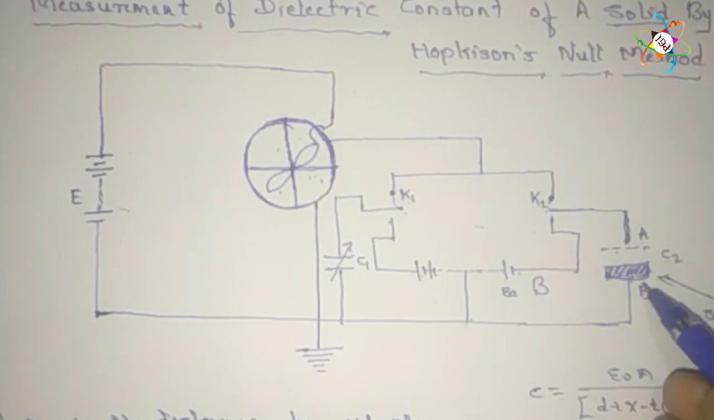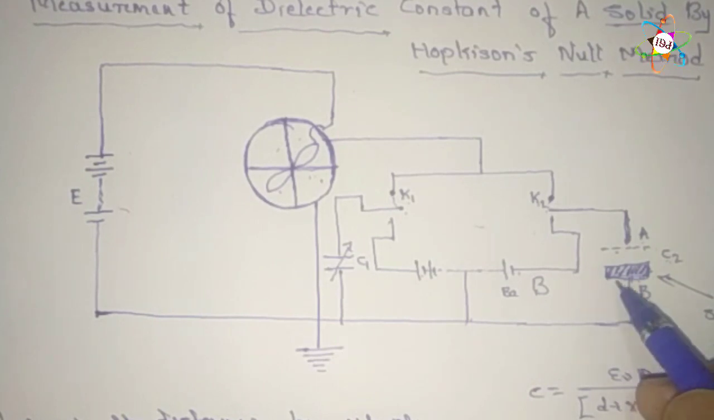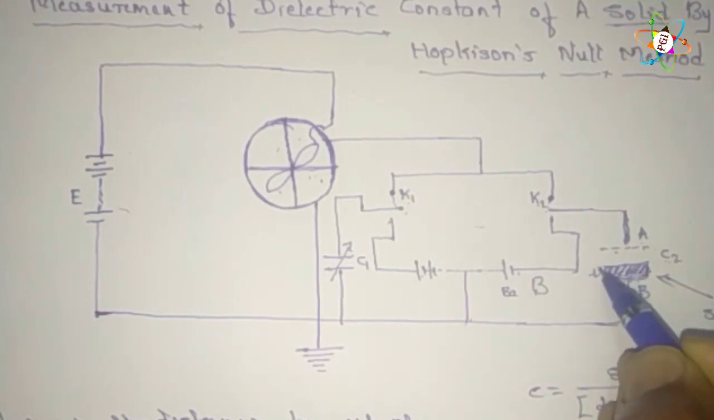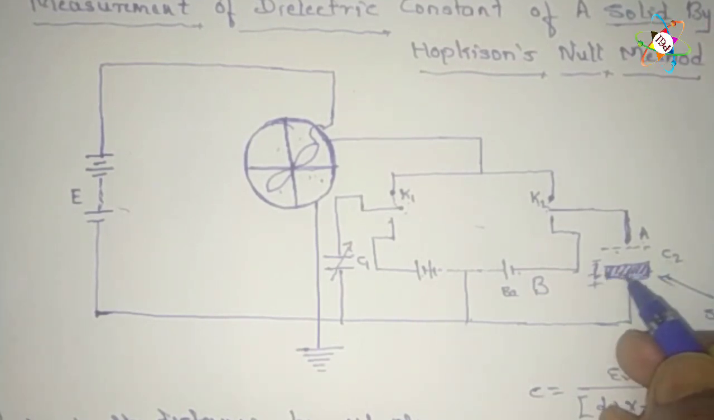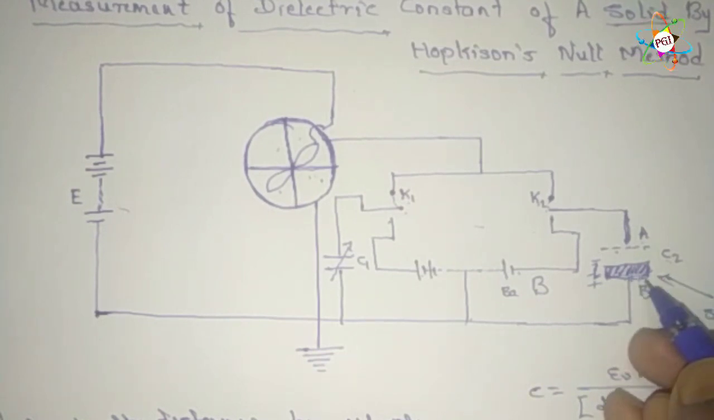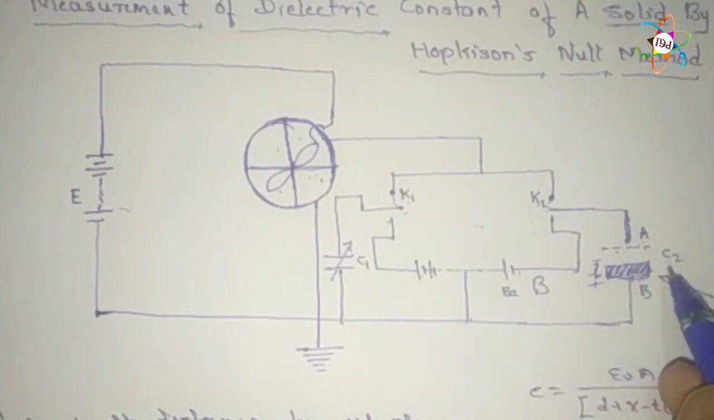So A and B is the distance, which we take as D. Then, given the dielectric thickness, this is the thickness, so it is denoted by the small letter t. And next, this increases the capacity of the C2.